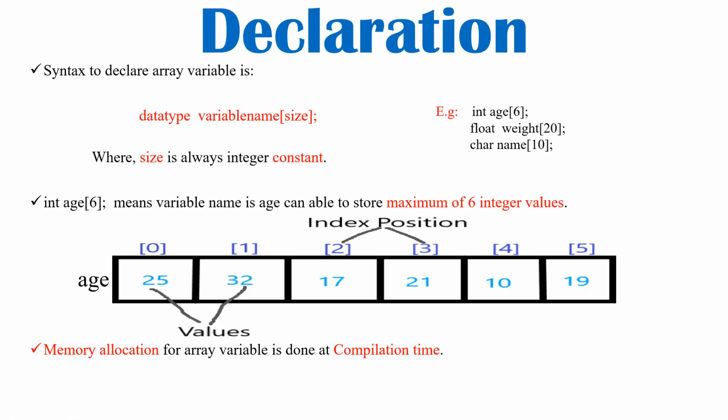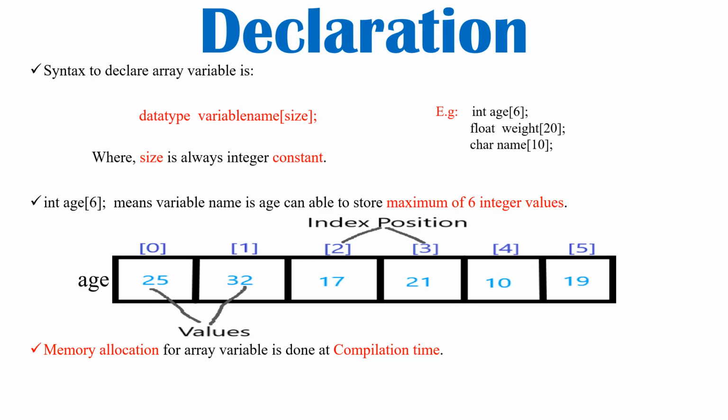For example, if an integer is taking 4 bytes, then each element will take 4 bytes. So totally 6 elements I can store. 6 into 4, 24 bytes.